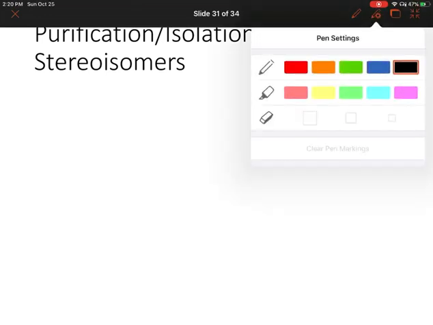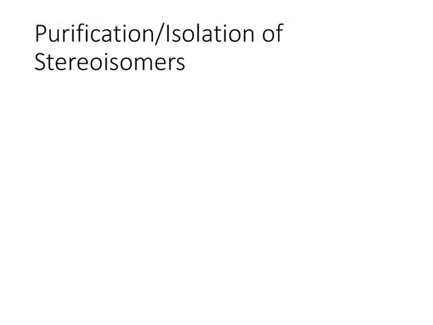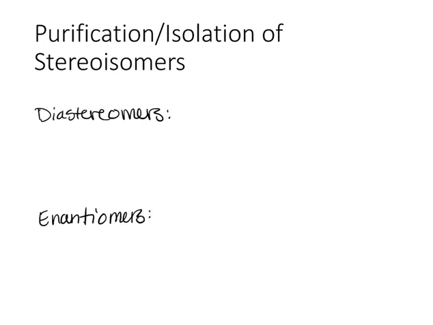So remember, there are two different kinds of stereoisomers, diastereomers and enantiomers. Now, remember that diastereomers are not mirror images of each other, but they have the same connectivity. And then enantiomers are non-superimposable mirror images. So they are different in that sense.